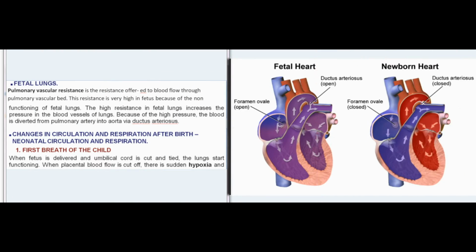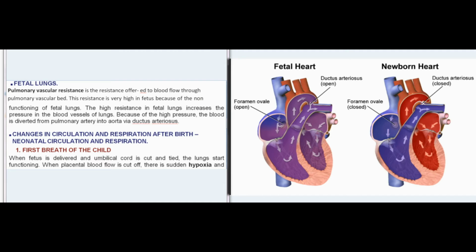Fetal lungs. Pulmonary vascular resistance is the resistance offered to blood flow through pulmonary vascular bed. This resistance is very high in fetus because of the non-functioning of fetal lungs. The high resistance in fetal lungs increases the pressure in the blood vessels of lungs. Because of the high pressure, the blood is diverted from pulmonary artery into aorta via ductus arteriosus.